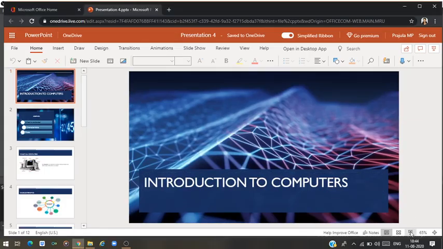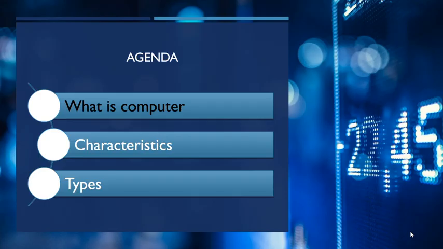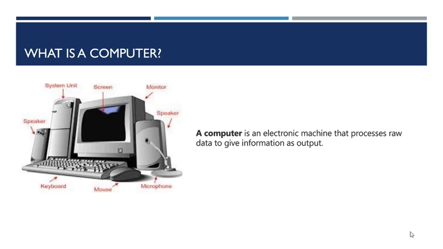Hi, I'm going to give an introduction to computers in this video. The main agenda which we are going to discuss in this video is what is a computer, what are its main characteristics or features, and what are the types of computers. So what is a computer basically? A computer is an electronic machine that processes data to give information as an output.